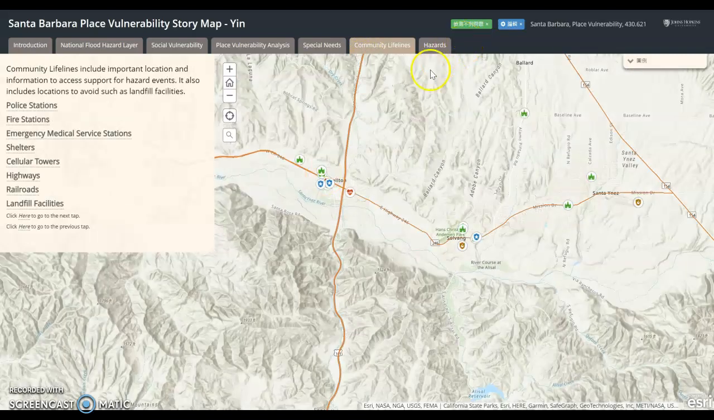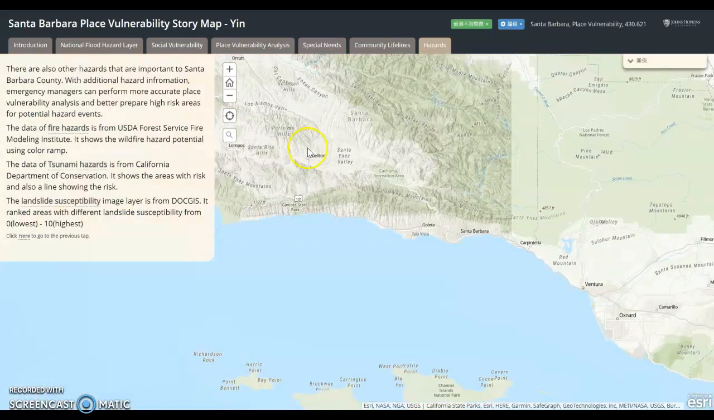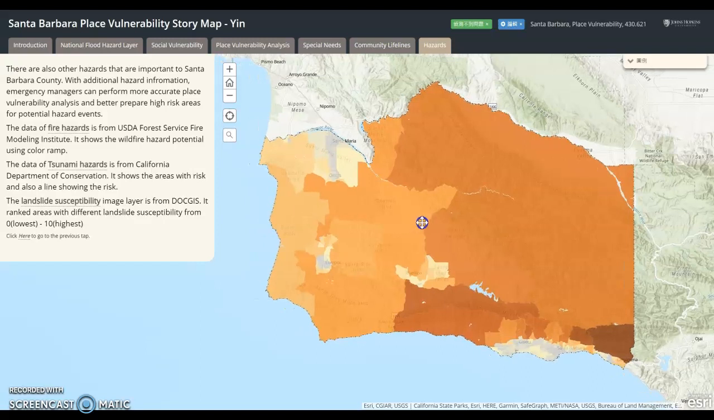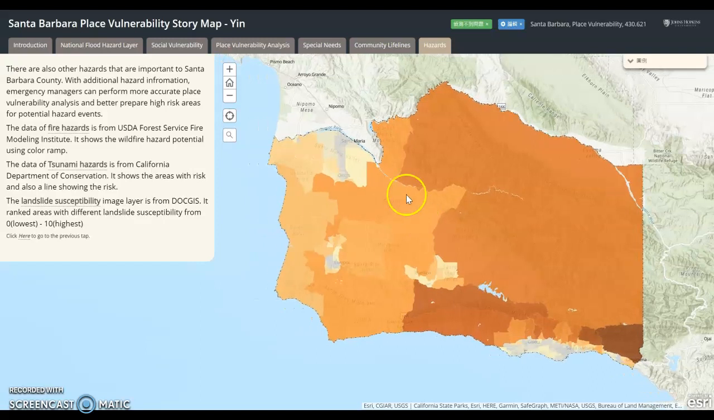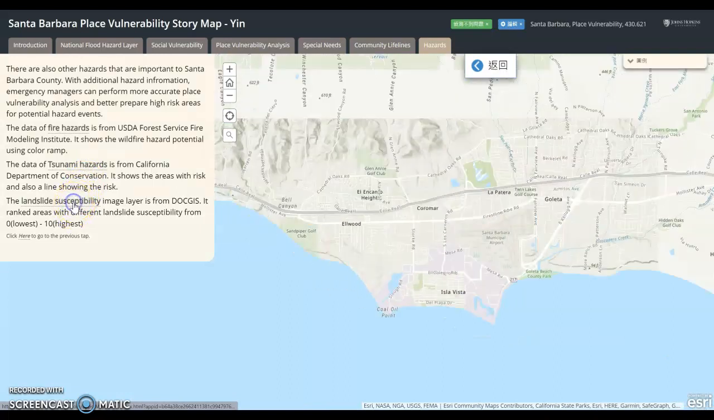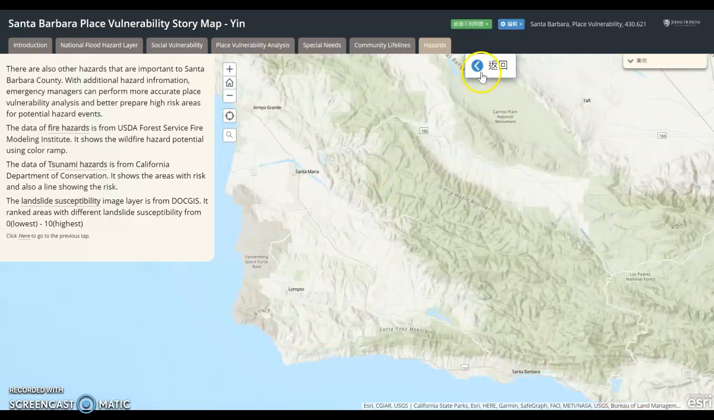We also have community lines. It tells people where to go and how to go to avoid the hazards and find shelters. And the last one shows other hazards that differ from the flood. For this one, I showed fire hazards, tsunami hazards, and also landslide susceptibility. These are important to the Santa Barbara area.